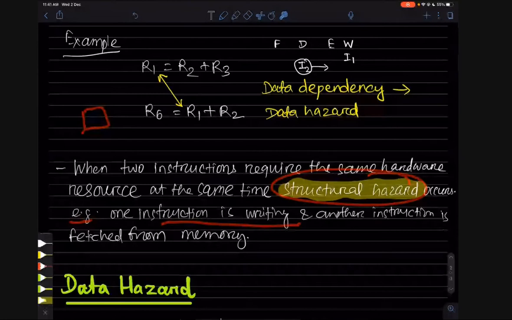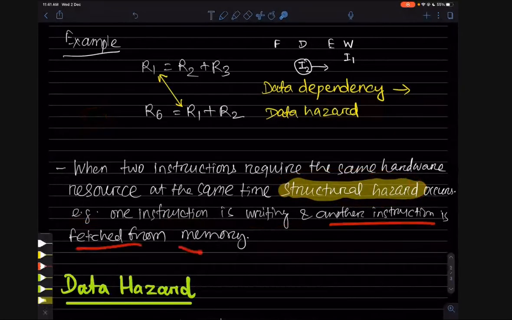An example is one instruction writing while another instruction is fetched from the memory. Suppose one instruction wants to write to the main memory, and another instruction wants to fetch its data from the memory. Memory is one, so it cannot do multiple operations at the same time. That's why it will be a structural hazard, and a few cycles will be wasted due to this structural hazard.